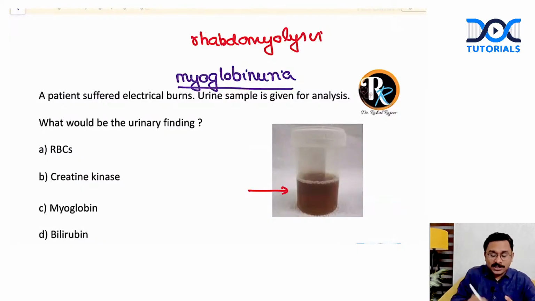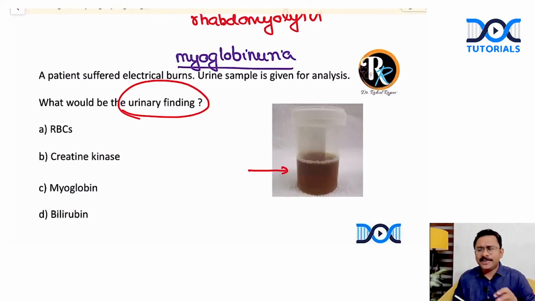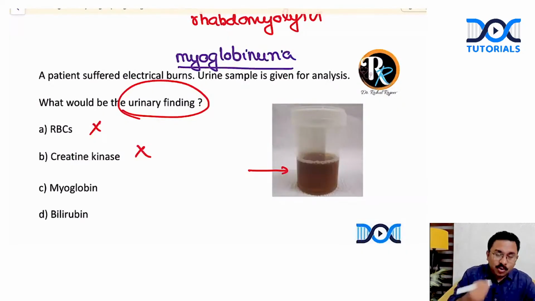And the question is, what is the urinary finding? Urinary finding. Is it going to be RBCs? You can see a few RBCs, but that is not going to be the major finding. What about creatine kinase? We have all learned, yes, in case of rhabdomyolysis, creatine kinase is elevated. But is it in the blood or serum, or in the urine? It is in the blood. But here it is given as urinary finding.